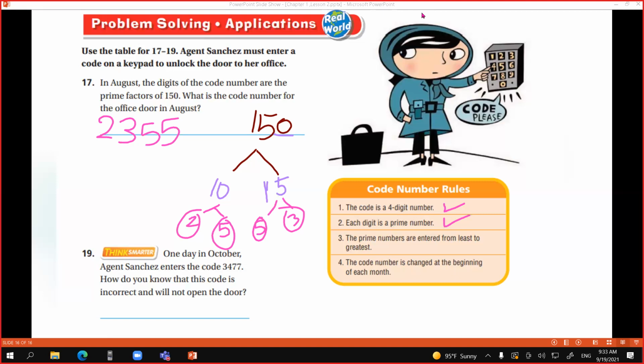Just multiply 2 times 3 times 5 times 5. 2 times 3 is 6, times 5 is 30, times 5 is 150. So yes, their multiplication is 150. They are 4 digits, they are prime numbers, and they are ordered from least to greatest. Is it clear?